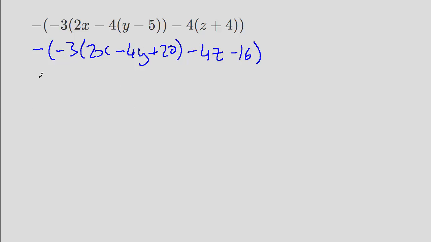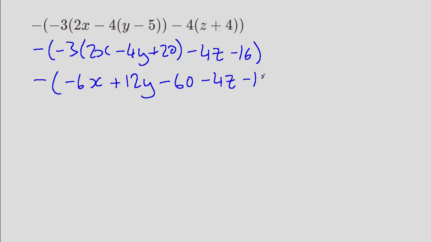Okay, now we'll expand this bracket, so we're going to get minus outside, minus 3 times 2 is minus 6x, minus 3 times minus 4y is going to be plus 12y, and minus 3 times plus 20 is going to be minus 60, minus 4z, minus 16.